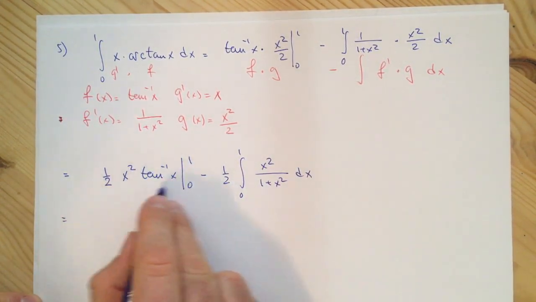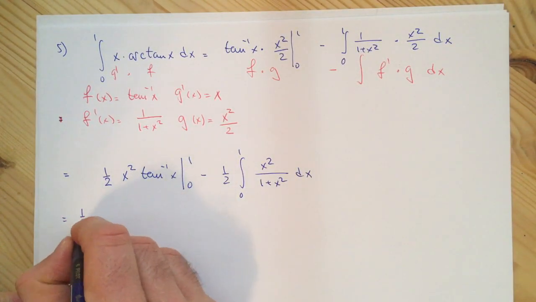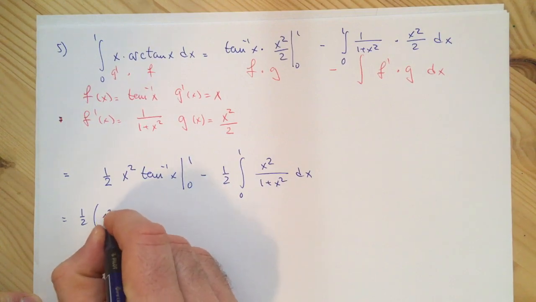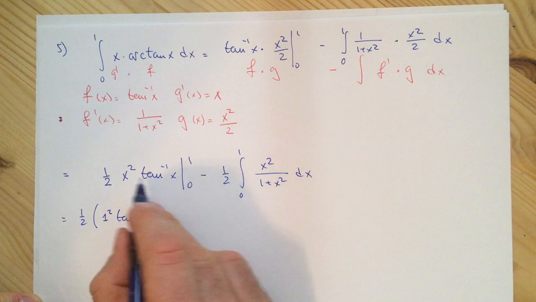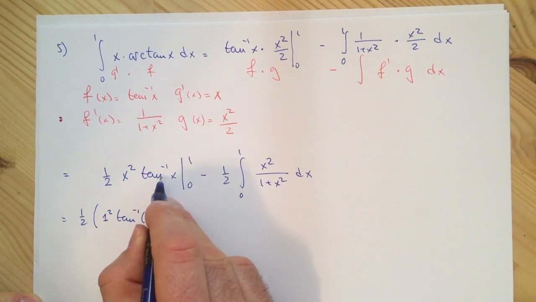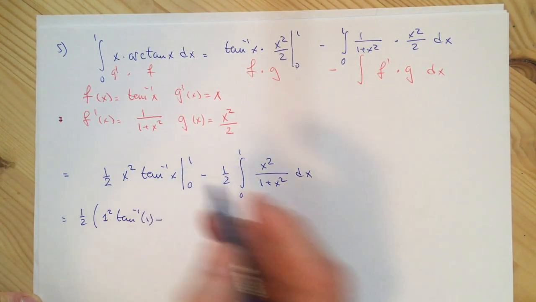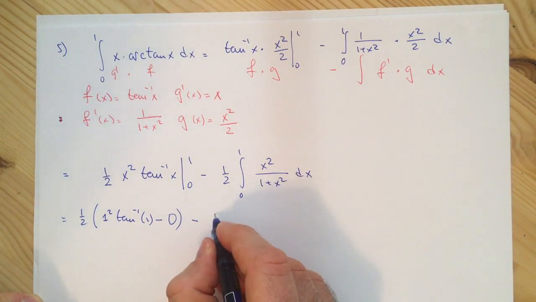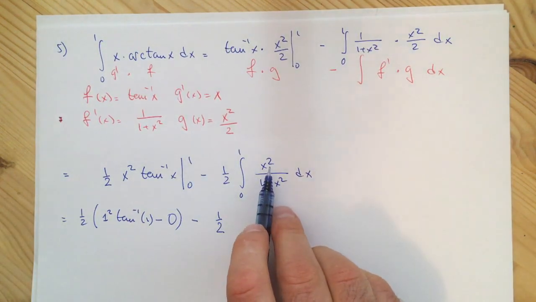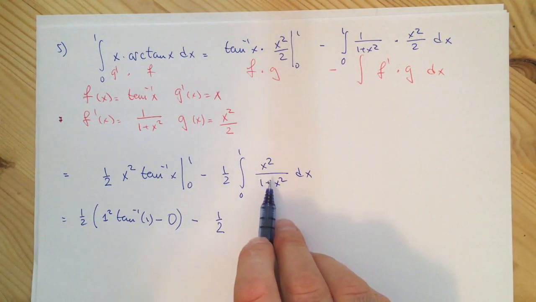Right away here I evaluate this antiderivative, that's 1/2 times 1 squared times arctangent of 1, minus, when you plug in 0, 0 times either this factor or this factor, doesn't matter, both of them are 0, minus 1/2, and here what do I have? Integral of a rational expression, okay?